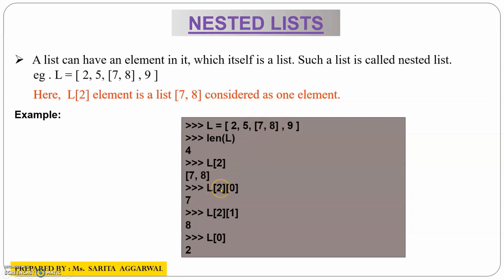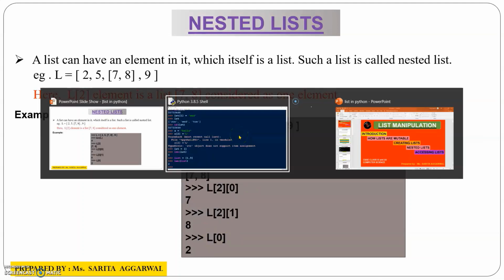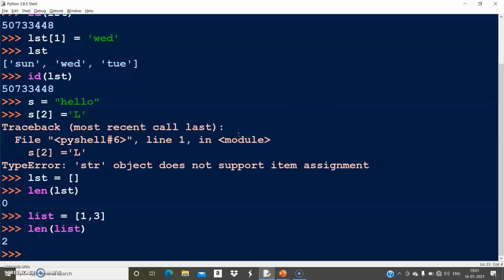ठीक है, L of 2 से हमें क्या मिलेगा? 7, 8. अब 7, 8 में से भी हमें क्या करना है? जो 0th इंडेक्स पे एलिमेंट है वो हमें एक्सट्रैक्ट करना है. तो हम कैसे एक्सट्रैक्ट करेंगे? L of 2 और फिर 0. तो हमने कहाँ से एक्सेस किया? वो L of 2 और उस पे 0 में क्या मिलेगा? 7. And L of 2 of 1 से क्या एक्सेस होगा? 8. L of 2 इस पूरे के लिए और फिर L of 2 के 1 पे, तो 1 पे क्या है? 8. और if I am writing L of 0 तो क्या मिलेगा? 2. Let's see with some more examples.